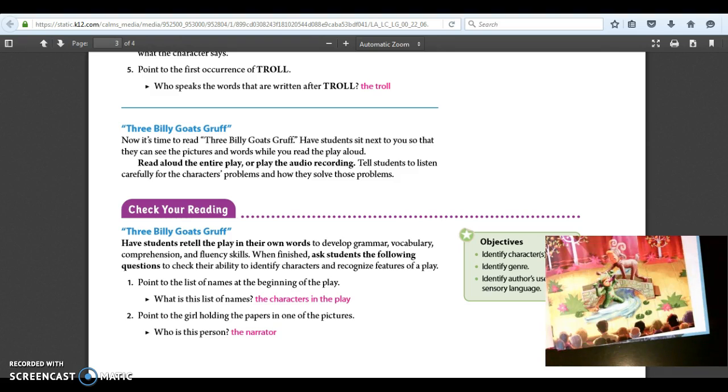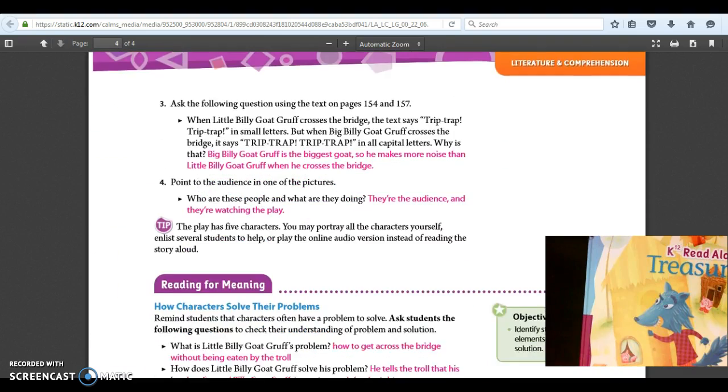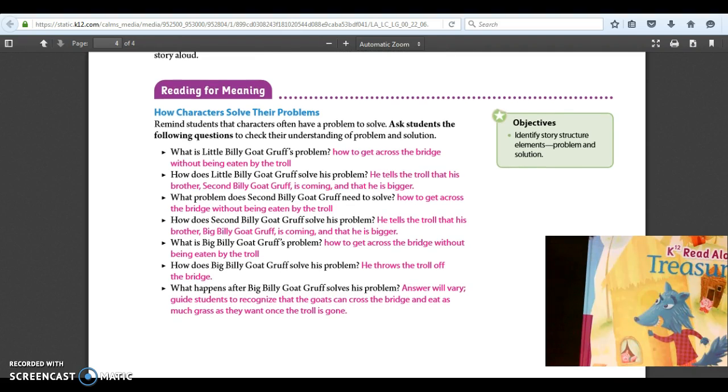What is little Billy Goat Gruff's problem? Little Billy Goat Gruff had a problem. What was his problem? He needed to figure out how to get across the bridge without being eaten by the troll. How does little Billy Goat Gruff solve his problem? Tell your learning coach, how do you think little Billy Goat Gruff solved his problem? He tells the troll that his brother, second Billy Goat Gruff, is coming and that he is bigger.